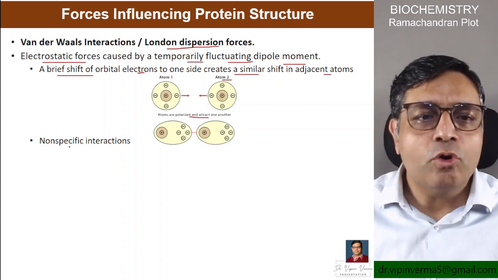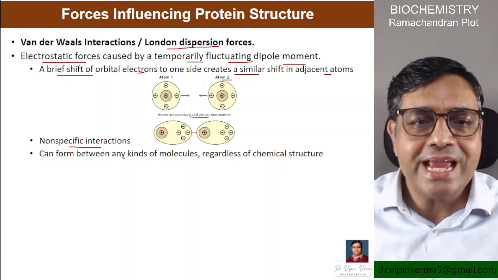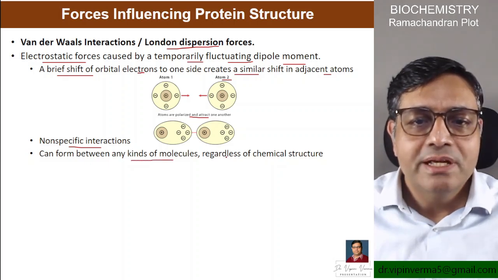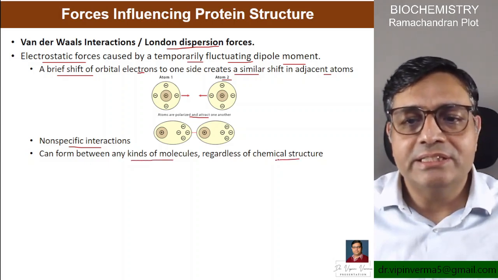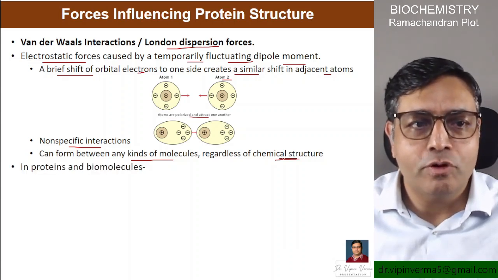So this is a very non-specific interaction. It can form between any kind of molecules regardless of the chemical structure. Whatever the chemical structure is, doesn't matter, van der Waals interaction can be formed.